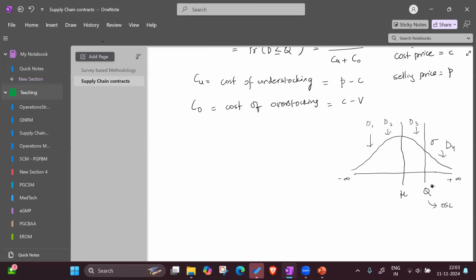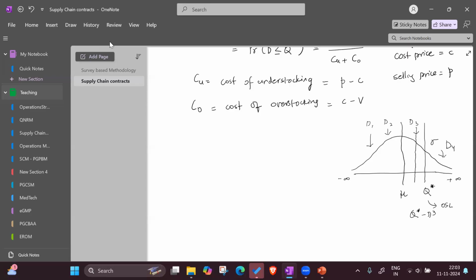So any demand value which is to the left of this Q star, let's say, for example, D3 is the demand. That means that I will sell because I have stocked Q star and Q star is greater than D3. I would sell all that is required, so all the demand would have been met. And the leftover, which is Q star minus D3, is what will be my leftover inventory.